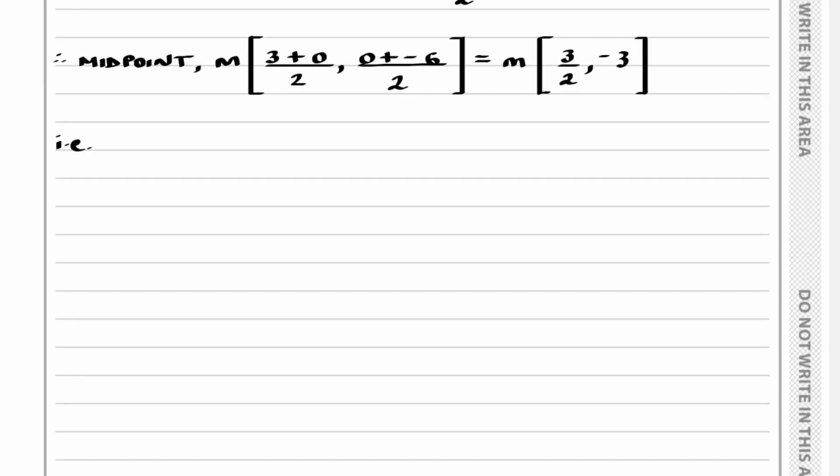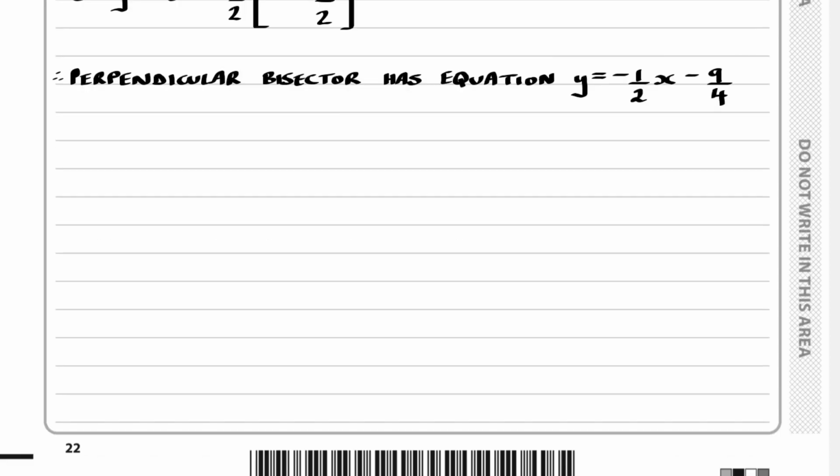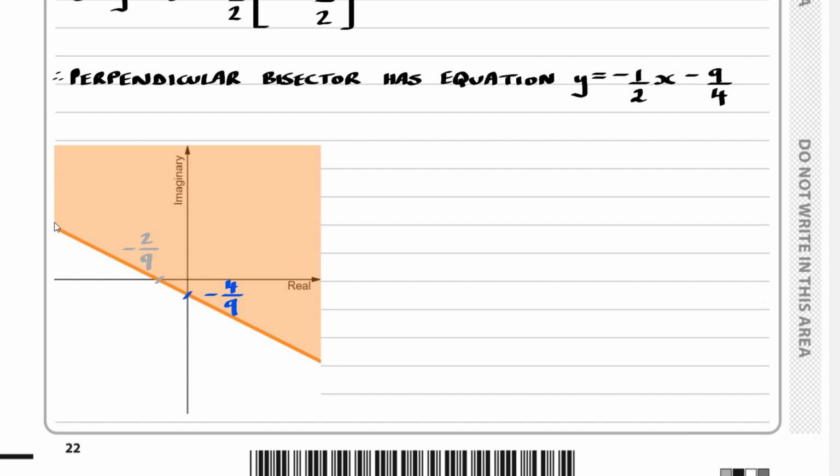Now, we can use y minus y1 equals gradient multiplied by x minus x1. So we have y subtract negative 3 equals negative 1/2 multiplied by x subtract 3 over 2. So therefore the perpendicular bisector would have equation y equals negative 1/2 x subtract 9 over 4. And if we sketch this and shade as required, we have this situation here.